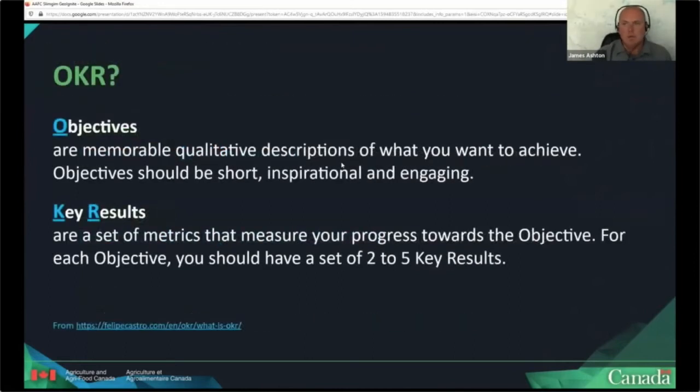So the OKRs, this was a new term for me, I must admit, and moving towards objectives and key results wasn't easy, but we now know that objectives are memorable, qualitative descriptions of what we want to achieve. So objectives should be short, inspirational, engaging. As well, key results are a set of metrics that measure your progress towards an objective. For each objective, you should have at least 2 to 5 key results. So this was, again, something we did with our team and Paul. We sat down and went through each of our objectives and set out key results for those objectives.